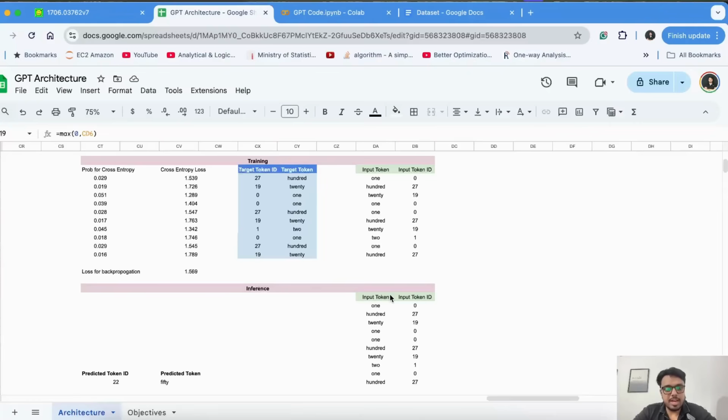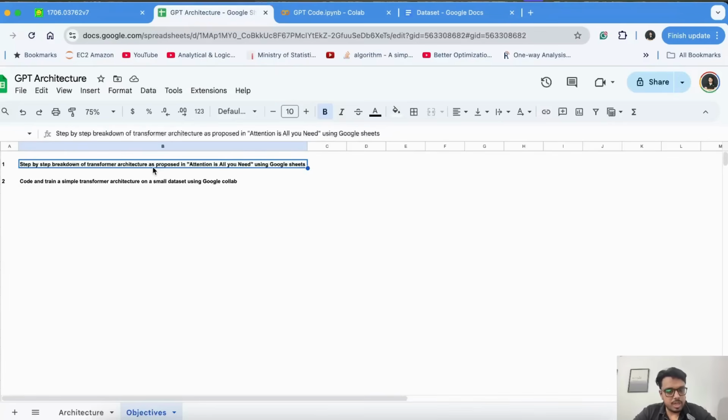Now, that being said, I think this wraps up the first part, which is the step-by-step breakdown of the transformer architecture. Now, what we're going to do is code and train a simple architecture on a small dataset using Google Colab.